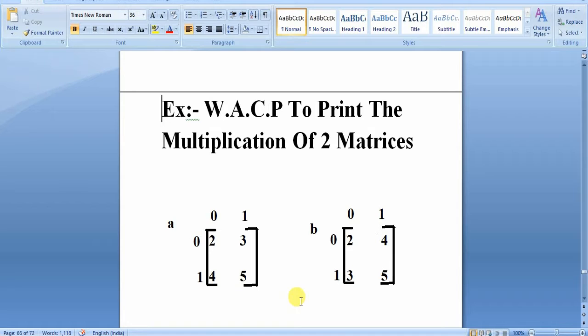Whereas in multiplication of matrices, the number of columns of the first matrix should be equal to the number of rows of the second matrix, then only matrix multiplication is possible. So let's observe this.